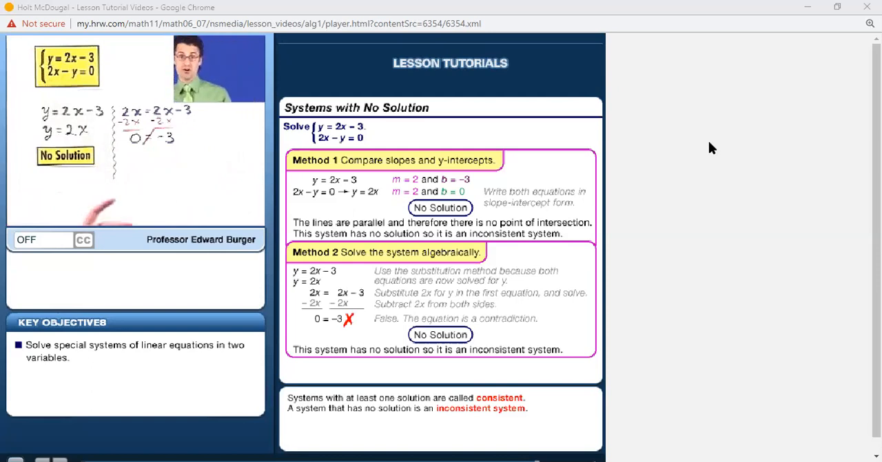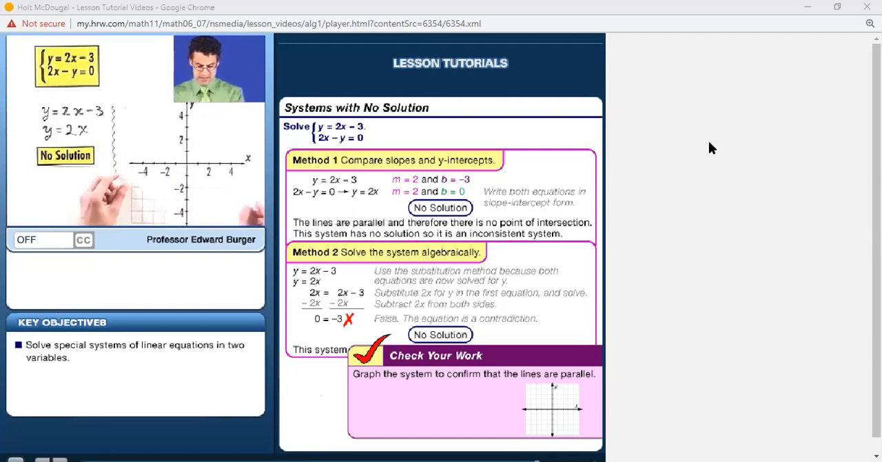Let me actually show you a third way, which is what we talked about at the beginning, which is to actually just graph these things. If we graph these two lines, what do we see? Well, one has a y-intercept of -3, which is right here. And the slope is 2 over 1, so up 2 over 1, up 2 over 1. And so there's one of the lines.